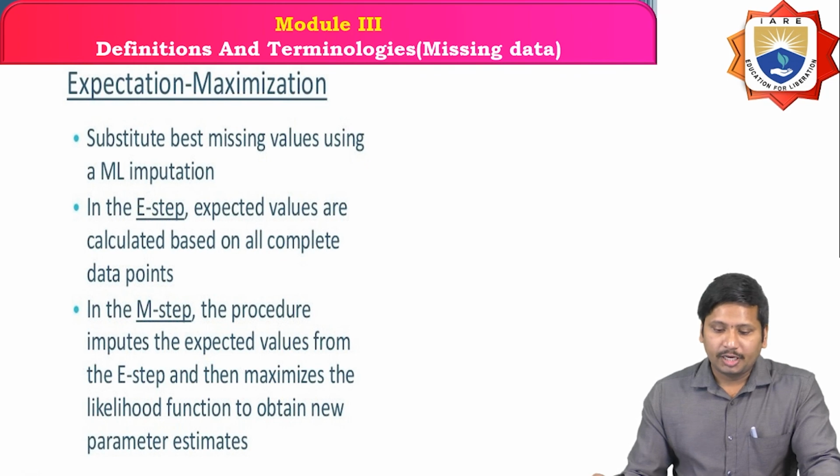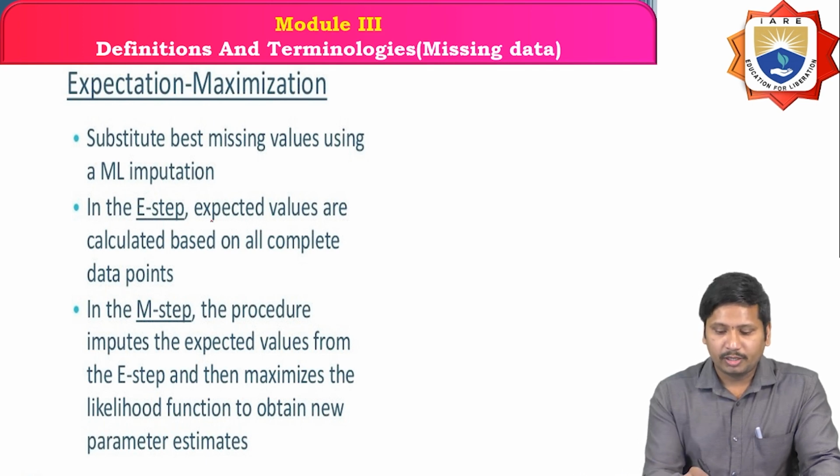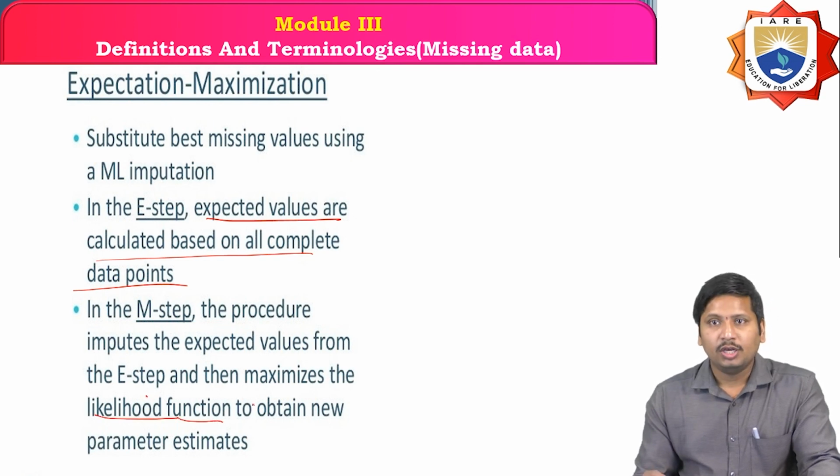And the next one, expectation maximization. What is expectation maximization? This is another kind of method where you can substitute the values with what we call ML imputation. In the E step, the expected values are calculated based on all complete data points, and then in the M step, that is maximization, the procedure imputes the expected values from the E step and then maximizes the likelihood function to obtain the new parameter estimates. So expectation maximization is the method.